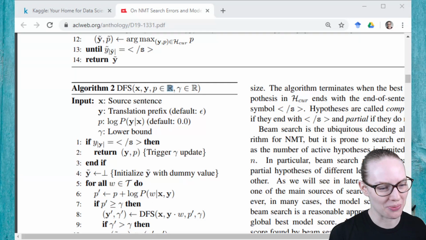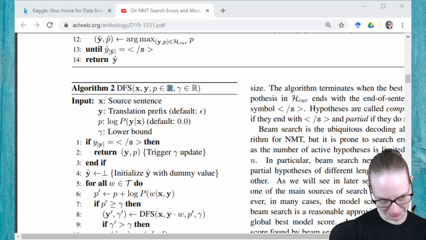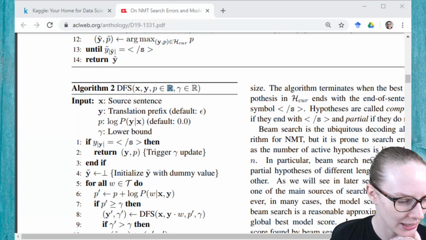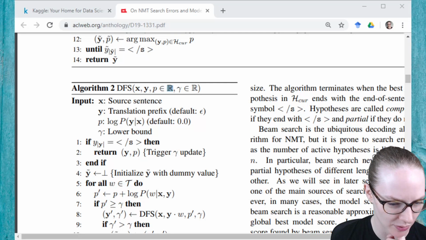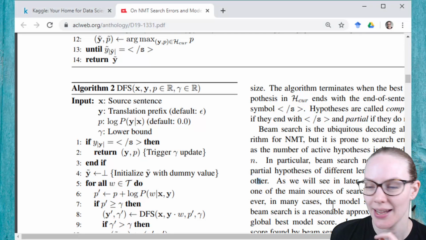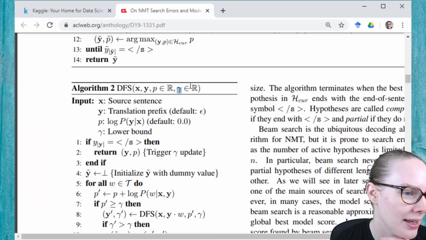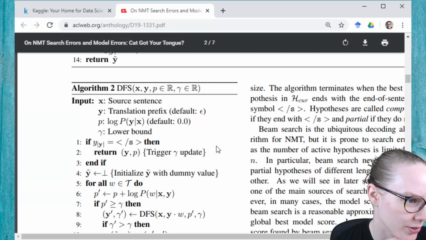Am I just wrong about this being real numbers and also real numbers being positive? I'm just going to Google really quick. Real numbers match any number you can think of. This includes whole numbers or integers, fractions, rational numbers, and irrational numbers. They can be positive or negative, including the number 0. Okay, so it does not have to be positive, it can be anything. And then gamma is the lower bound, also has to be real.